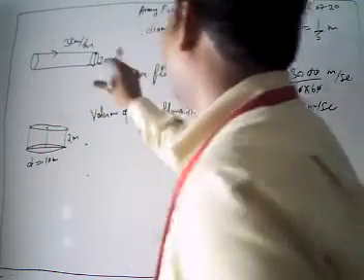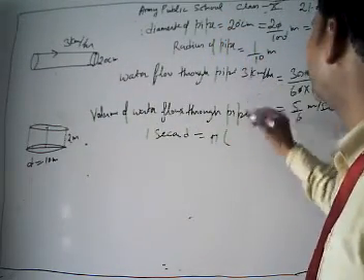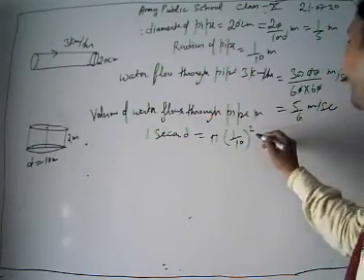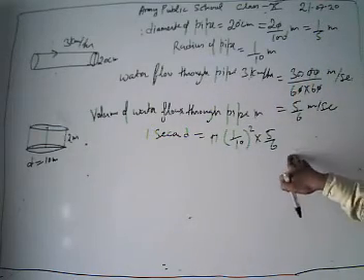This is a cylindrical portion, so the volume is pi r square h. r is 1 by 10, whole square. The height h is given by this rate, which is 5 by 6. Now this is the volume of water that flows through the pipe in 1 second.